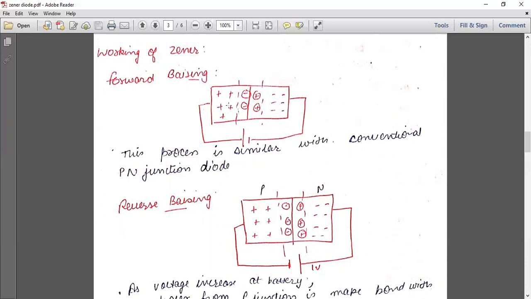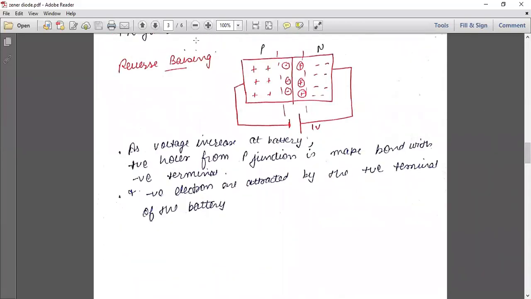The concentration of holes over here increases and the concentration of electrons increases over here, due to which the depletion region starts decreasing. So in short, as we increase the voltage of the battery, the size of the depletion region reduces with the increase in voltage. This process is similar to the conventional PN junction, and the type of characteristic we obtain here is similar to a PN junction. Now in case of reverse biasing, that's why we specially designed the Zener diode to work in reverse biasing.